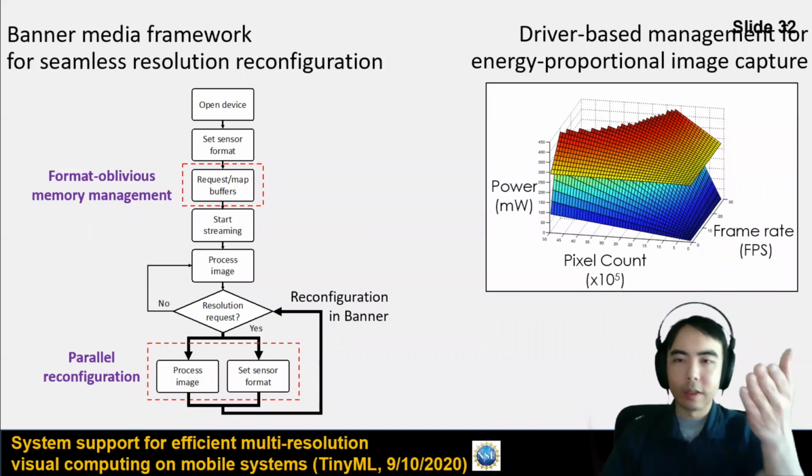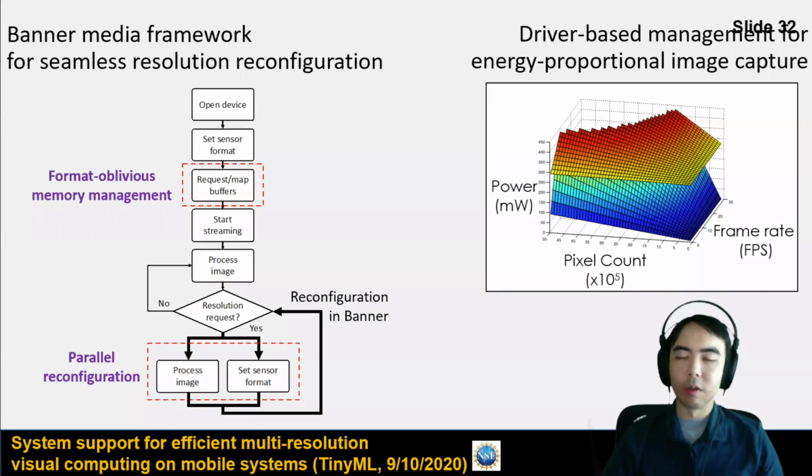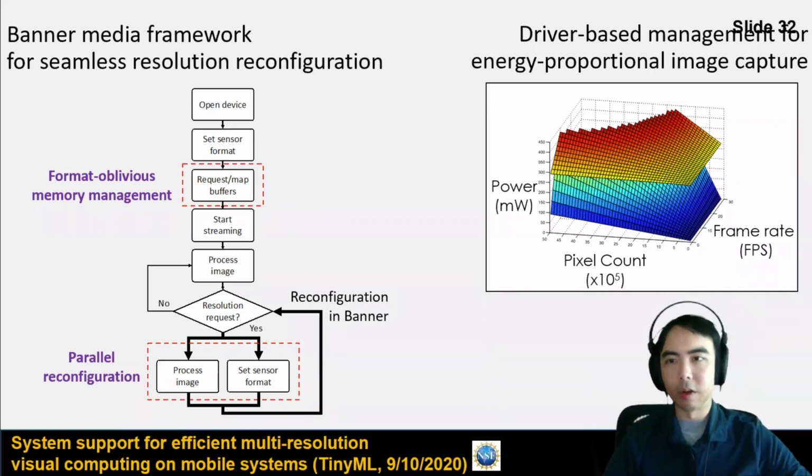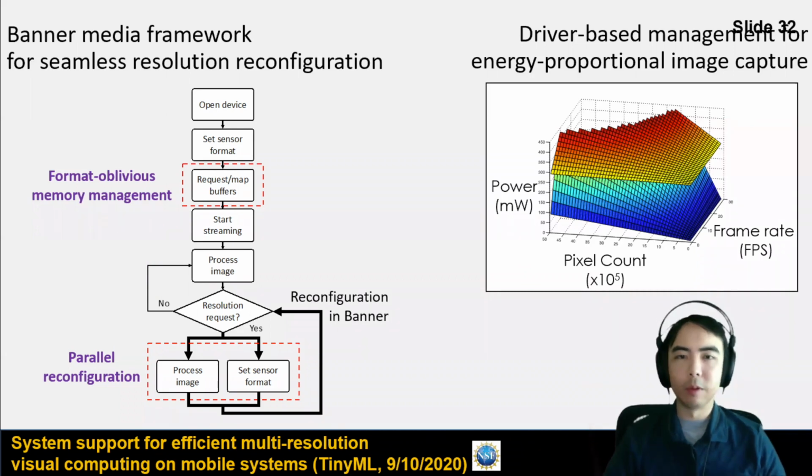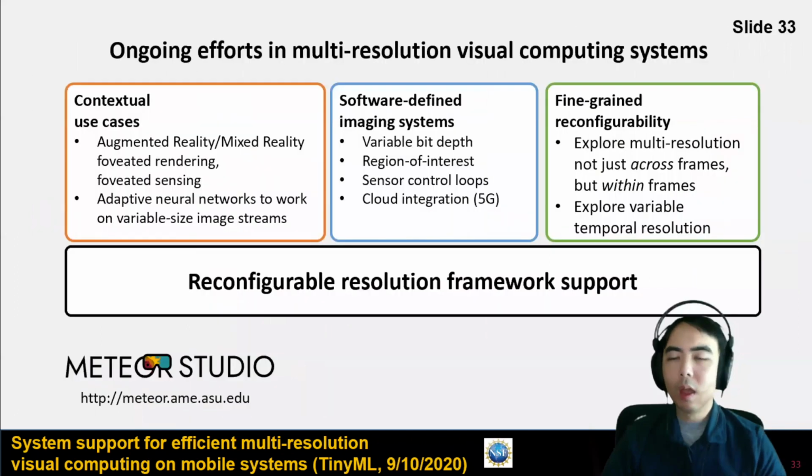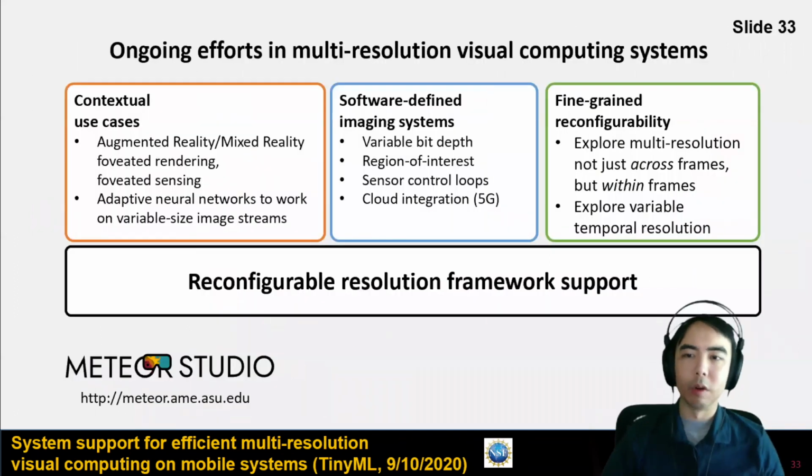So those techniques allow us to save orders of magnitude when you're moving around the frame rate and pixel count area. And then we also talked about the banner media framework, which allows us to use those kinds of changes in resolution from high to low, low to high resolution, without dropping a single frame in between and reducing the user's experience. So we're able to provide these through driver level or media framework level management and optimization here. And I think this creates a platform of support for reconfigurable resolution frameworks.